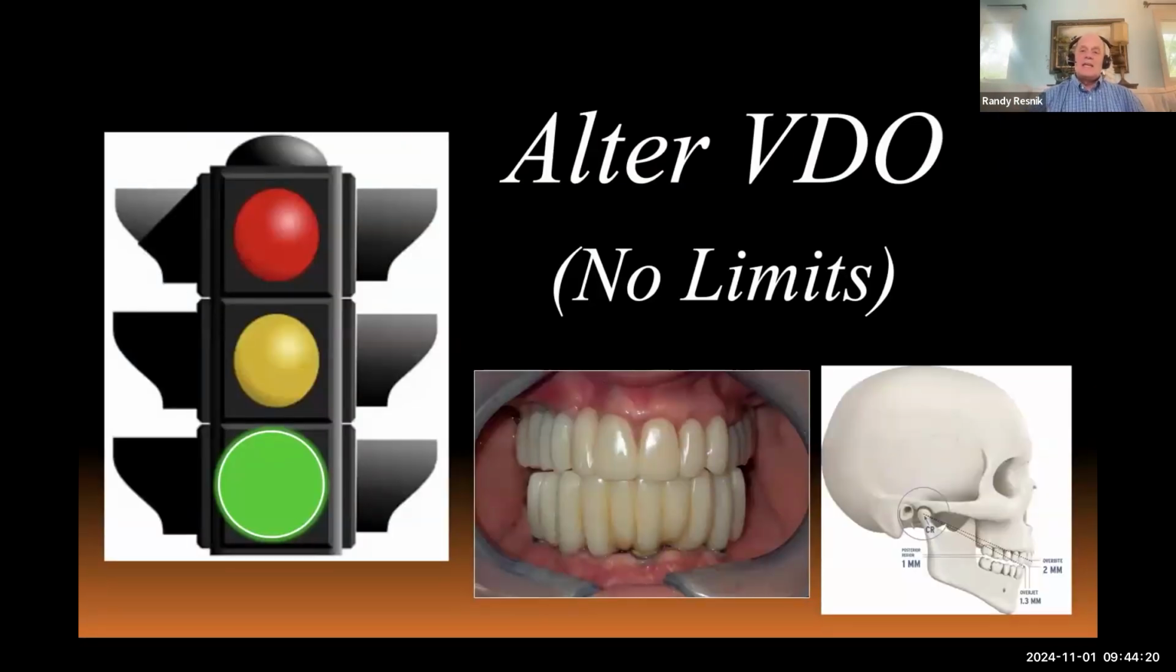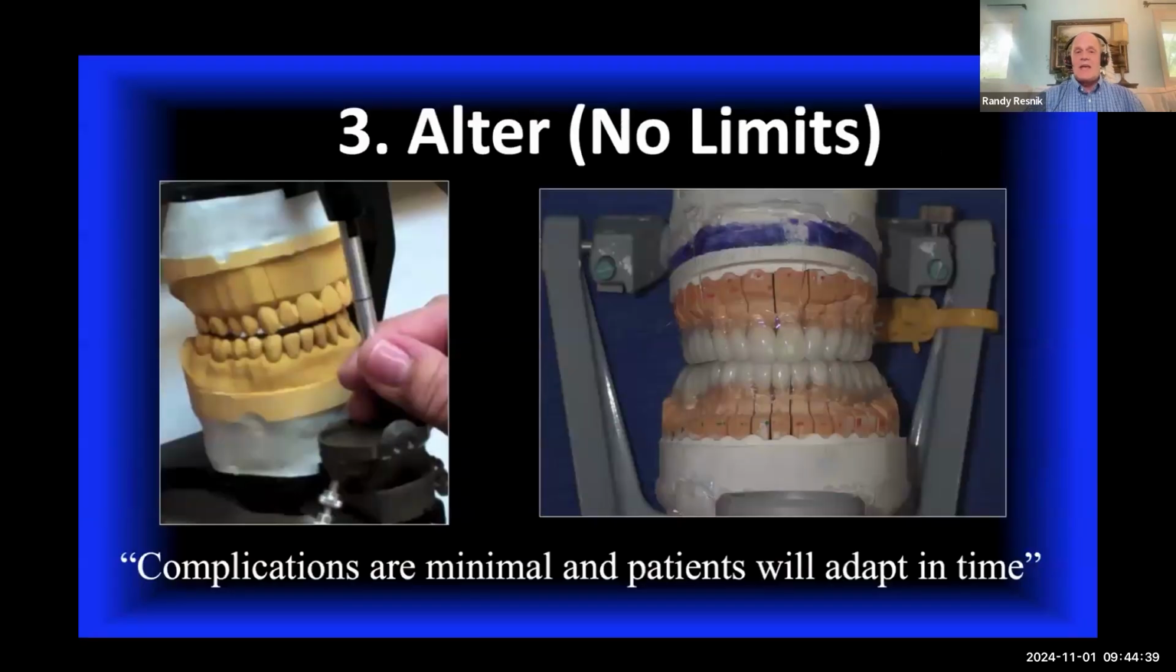The third is alter the VDO. There's no limits, and basically it's a green light. Now, I don't agree with this, but there are a lot of people who discuss and talk about it, and unfortunately, I think the majority of some of these all-on-X cases, this is the path they take. What does that mean? Basically, you can alter it and there's no limits. The thought process is complications are minimal, patients will adapt in time. So the easiest way is the lab articulates it.